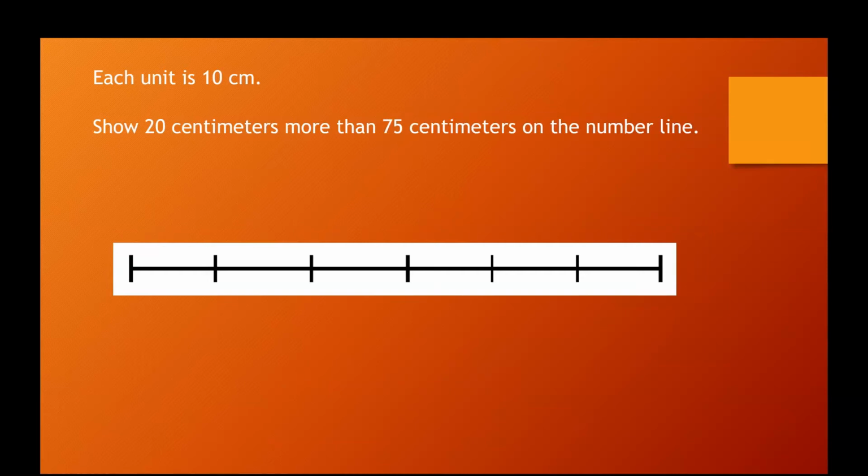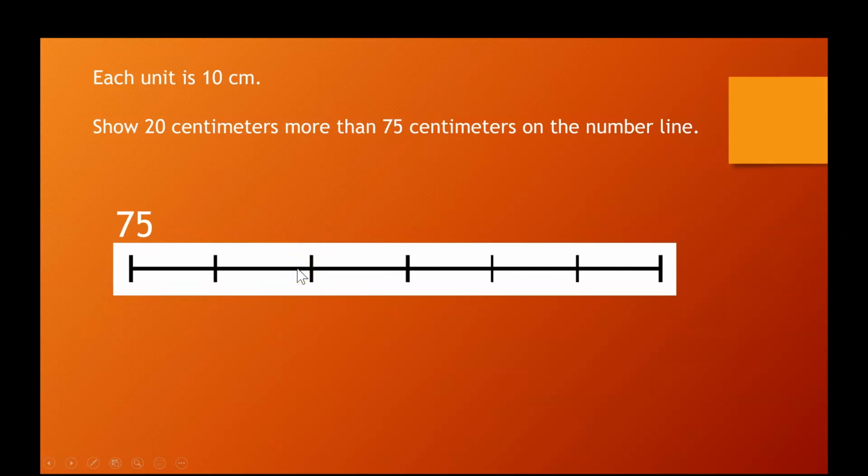All right, here we go. The units are still by tens, and this time we're starting at 75. So let's throw our 75 up there. We need to know what is 20 centimeters more than 75. So let's count how many tens do we need to go up? 2, right? Because 20 is 2 tens. So here's 10, 20 right here.